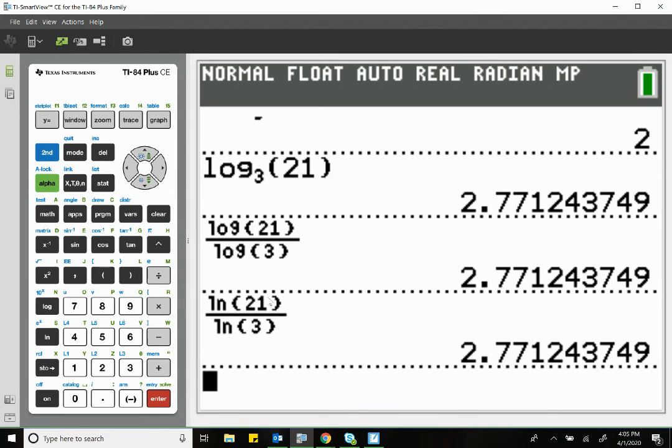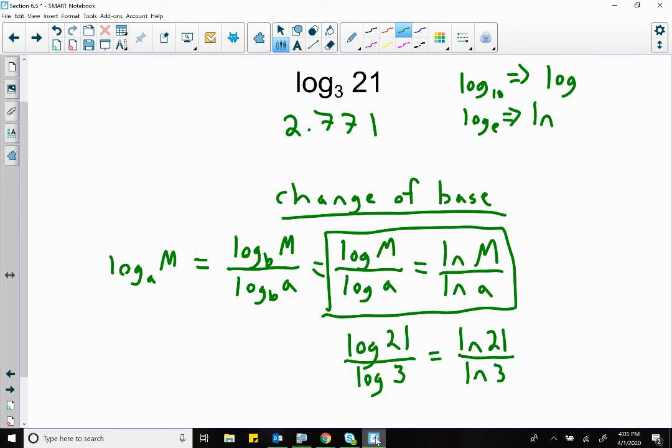And these are the ways that we used to have to evaluate logs before our calculators could do this. We had to do that change of base formula. Okay?